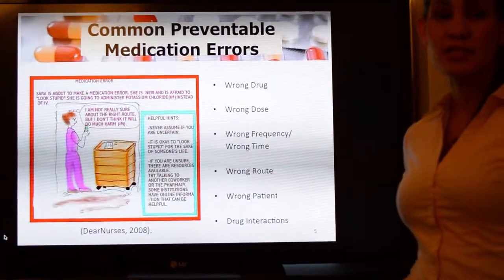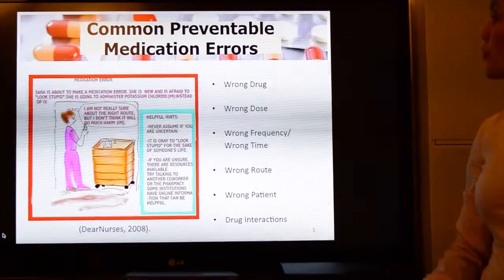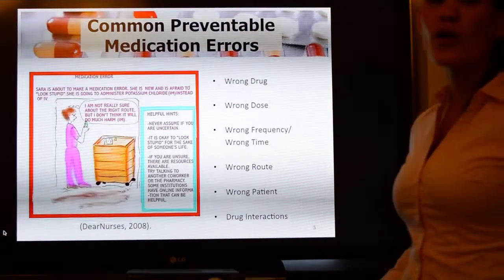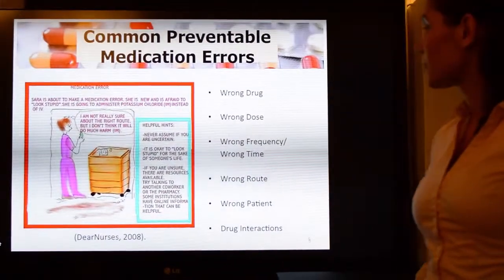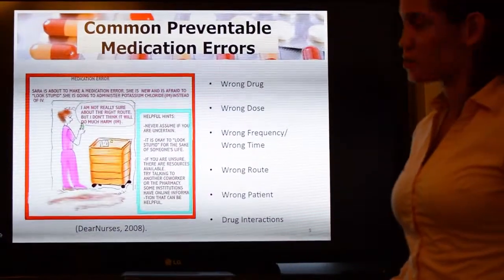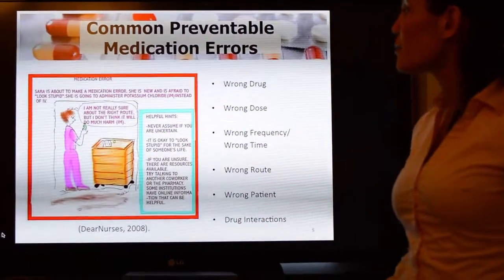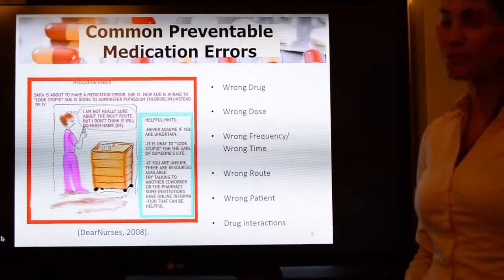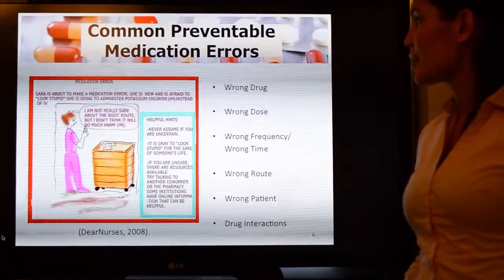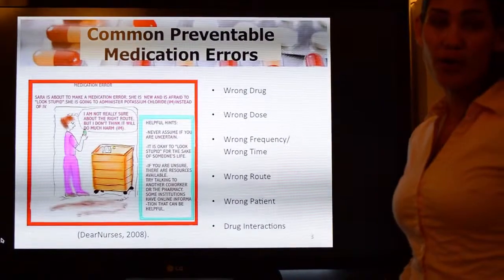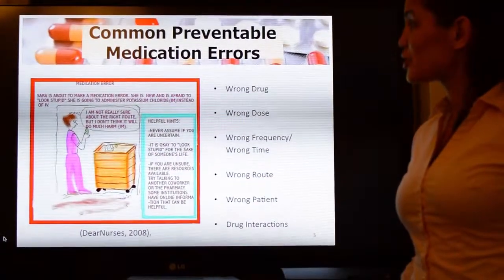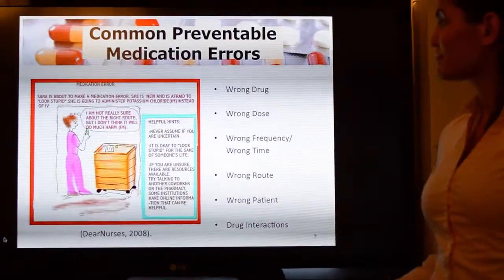What are these common preventable medication errors? Wrong drug, wrong dose, wrong frequency or time that the drug is being administered, wrong route, wrong patient, and drug interactions. For example, here we have a picture of a nurse that is new in the field. She's about to administer potassium chloride but is not sure of the route. Instead of going to a co-worker or someone experienced, she just guesses and administers the wrong route.